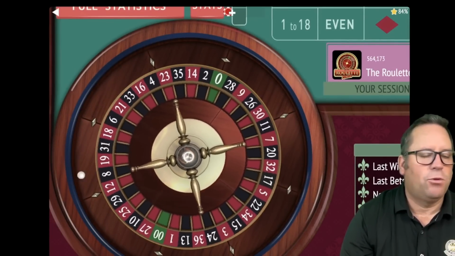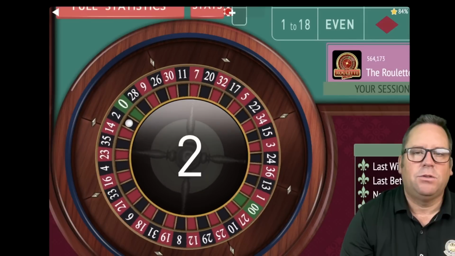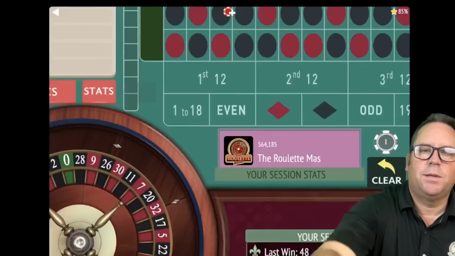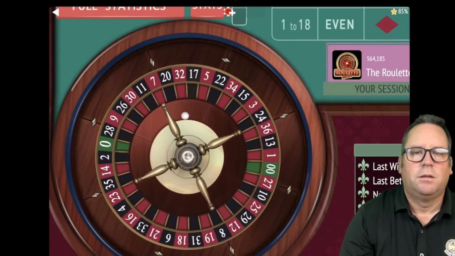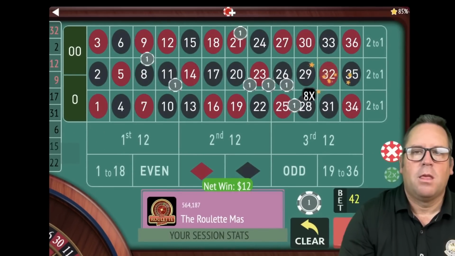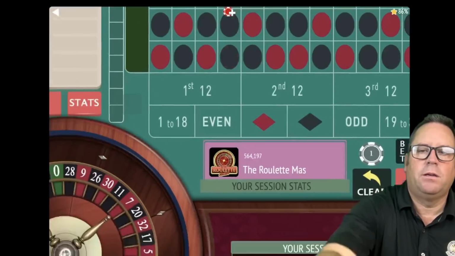Here we go. We have 4 minutes left with this one. Let's see how it closes it out here. That's a 2 black. That's a win, so we'll rebet and spin. We don't reset until we hit a street. That's a 32 red. That's another corner. We don't reset till we hit a street. We're up 141. No more bets.